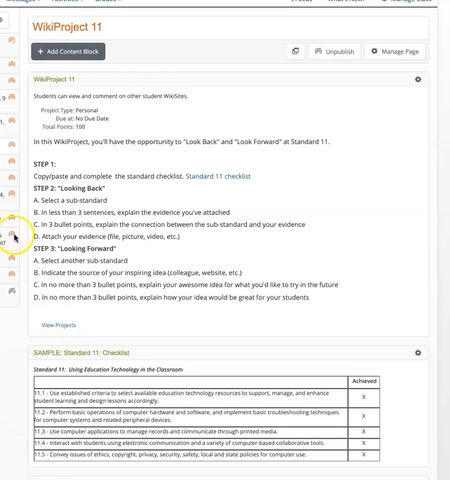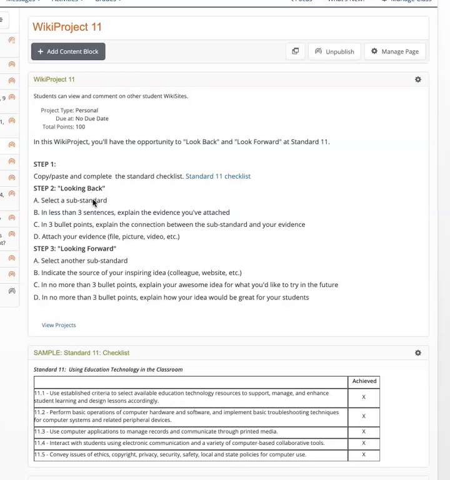On each of the standard or wiki project pages, you'll find a similar layout. For example, for Wiki Project 11, this is about Standard 11. The steps are the same in each and every standard response. Step 1. Copy, paste, and complete the standard checklist. Click here for the checklist.